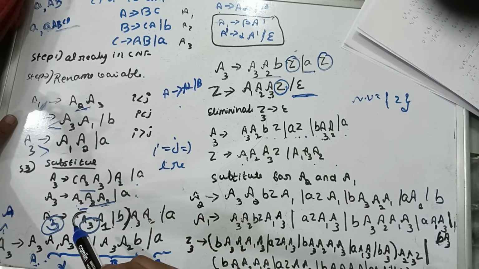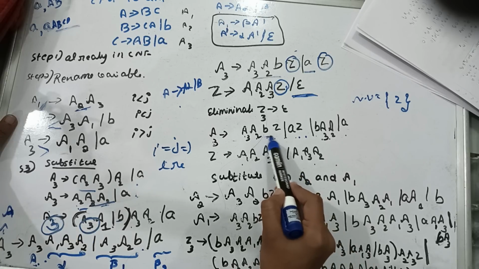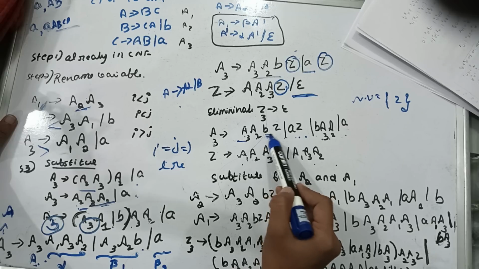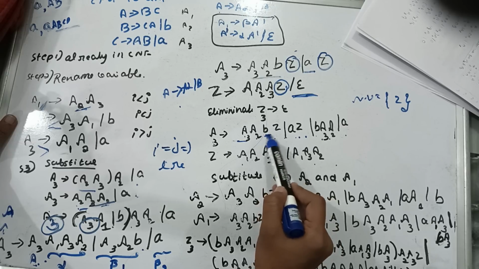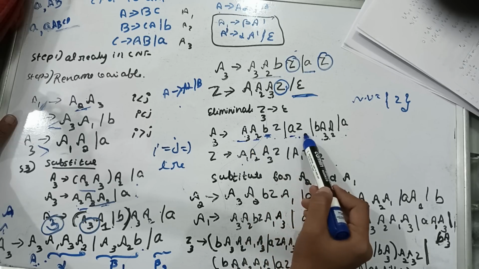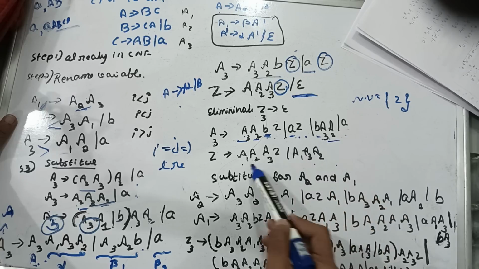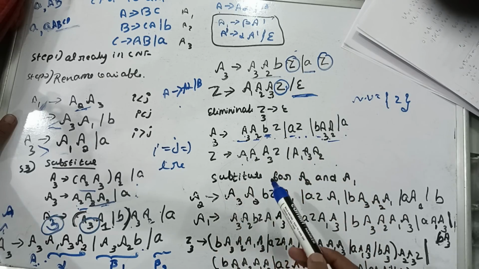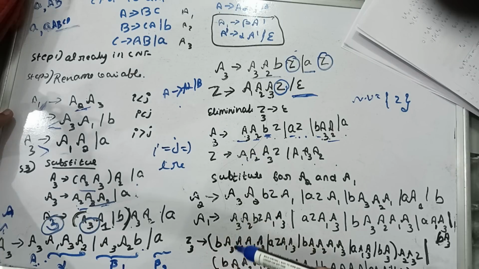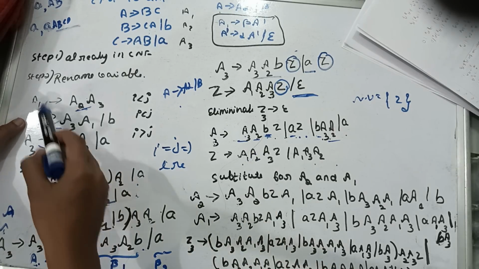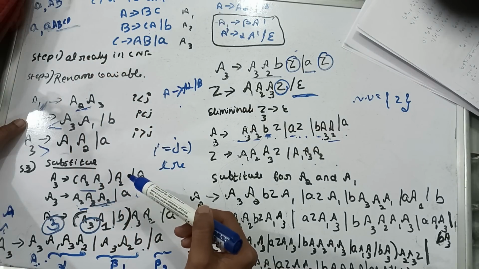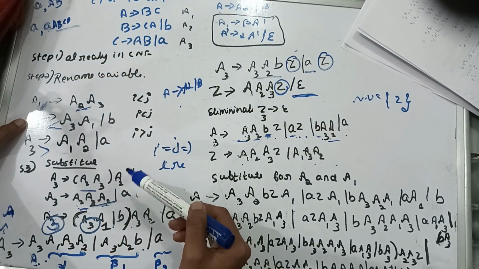After that, one terminal followed by the arrangement. Okay, one terminal small letter is followed by two caps, next here also and here also. Next, A3 is okay, but what about A2 and A1? A2 and A1 are still not converted into GNF, right? So we need to substitute.